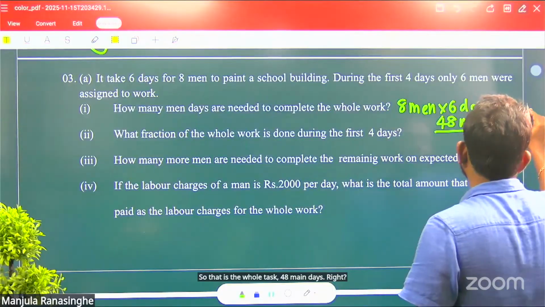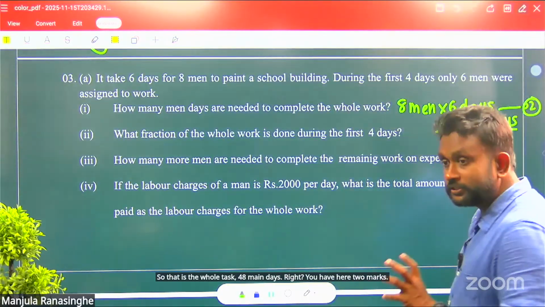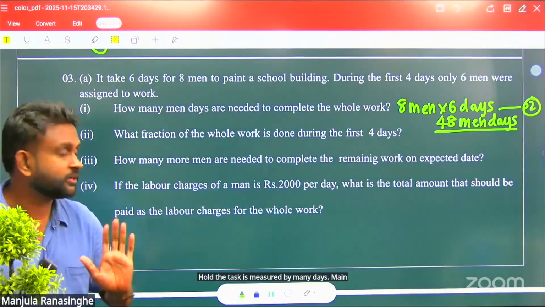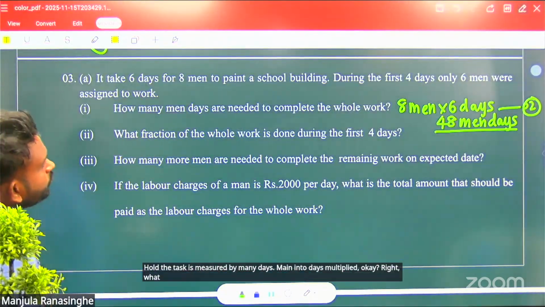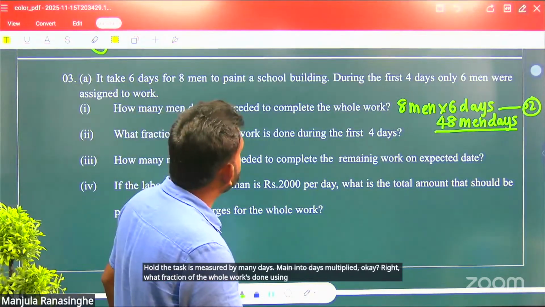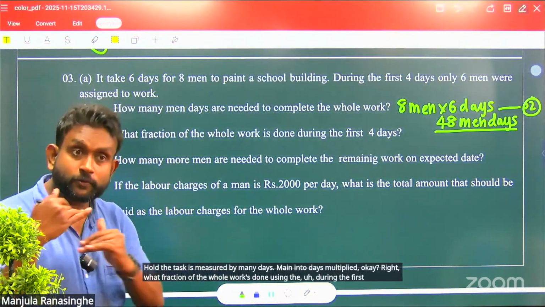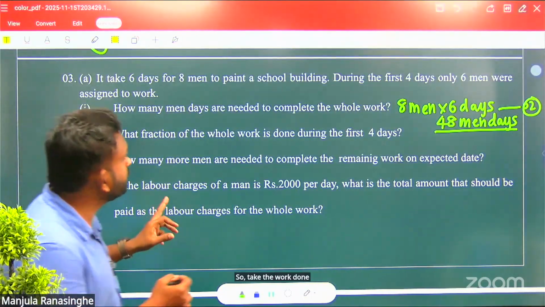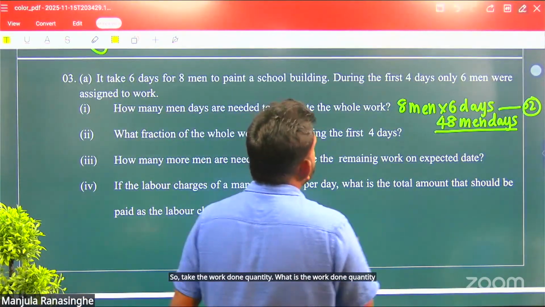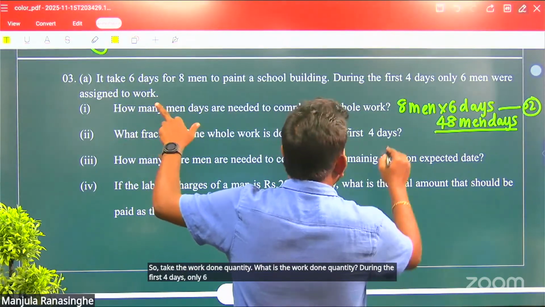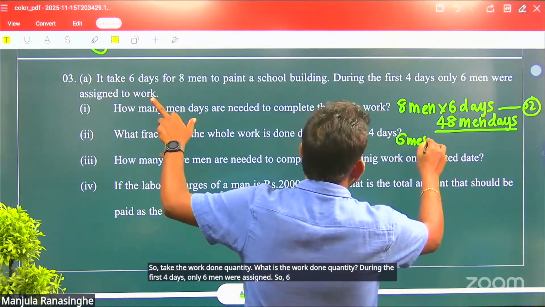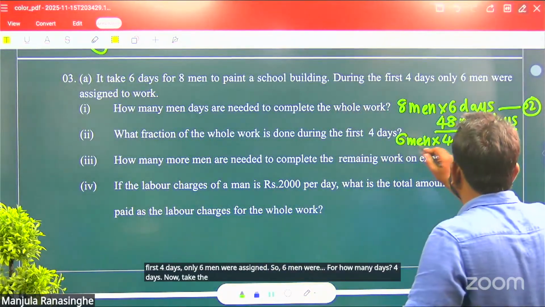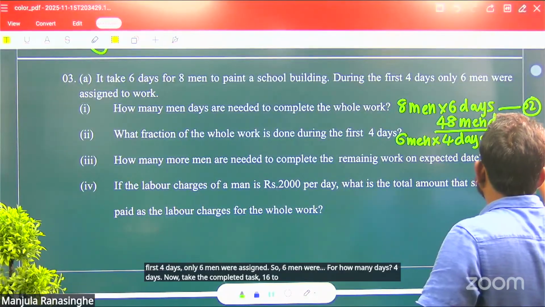Right, you have here 2 marks. The whole task is measured by men days, men multiplied by days. Okay, right, during the first 4 days, what fraction of the whole work is done? So take the work done quantity. What is the work done quantity? During the first 4 days, only 6 men were assigned. So 6 men work for how many days? 4 days. Now take the completed task, 6 into 4, 24 men days.